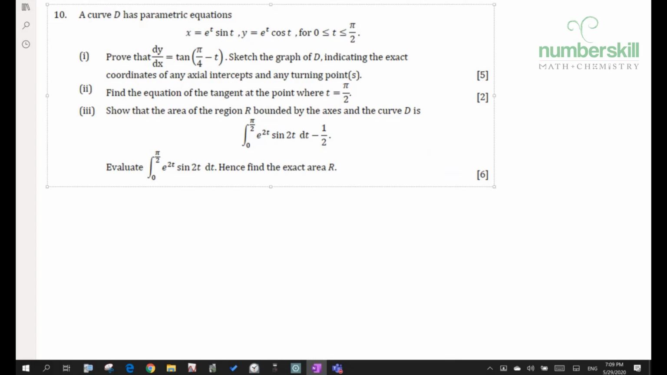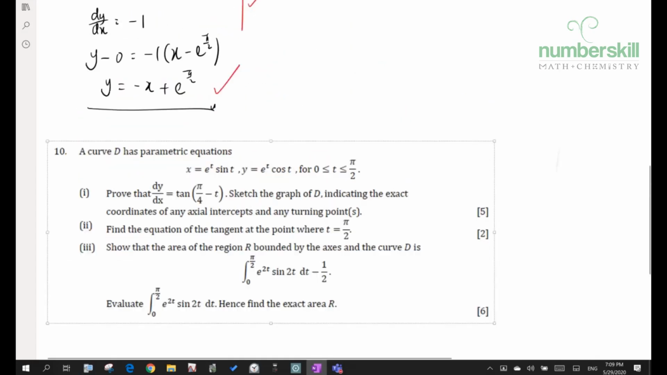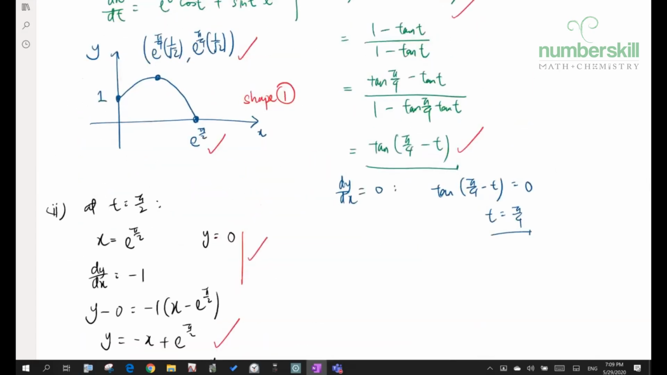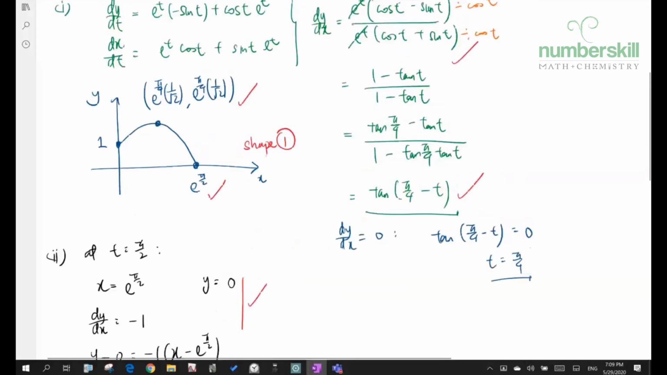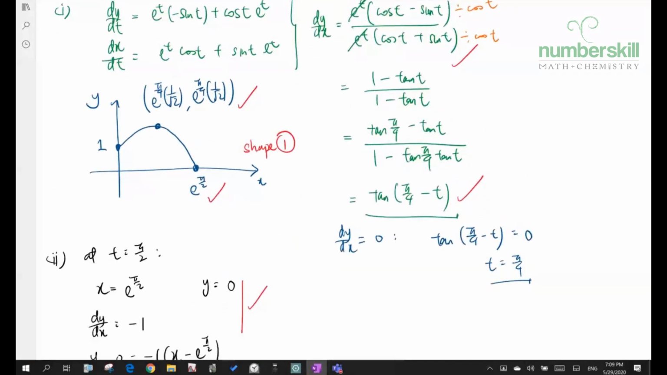Show that the area bounded by the region R, the axis and the curve is this. Now we already have some sense of how the curve looks like this. So where's the region R, you think? Here. But actually it doesn't matter, right? But it does help if you know what you're dealing with. At least I know the limits and all those stuff. So that's the area.